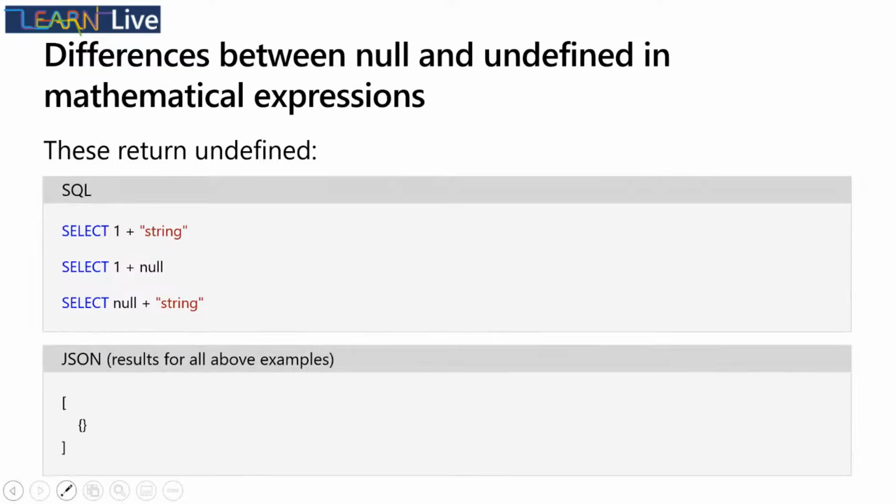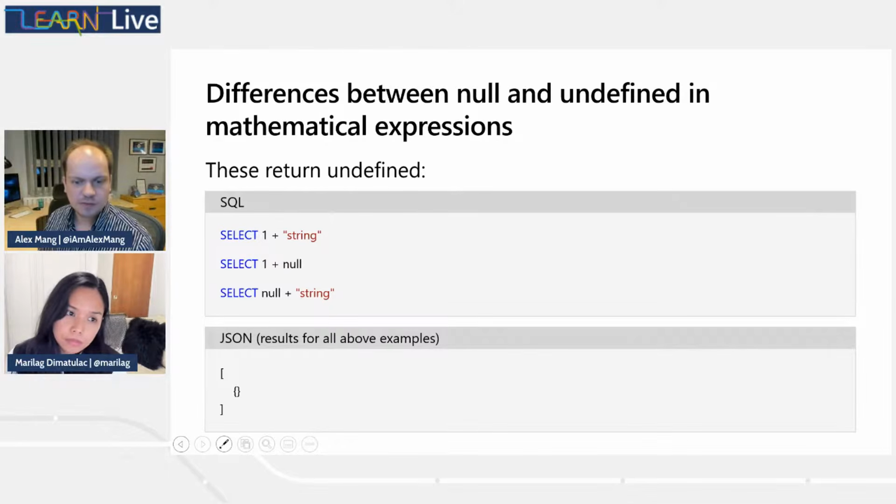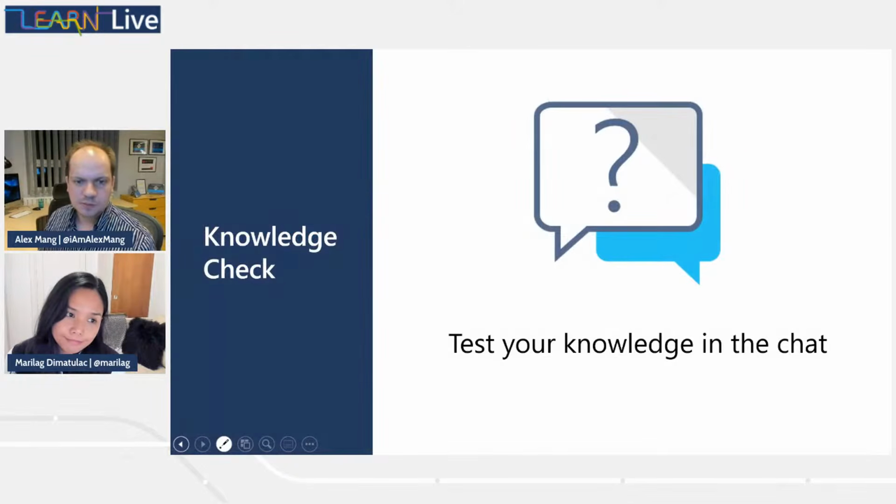Also, when you think about the differences between null and undefined in mathematical expressions, for instance, there is always going to be an undefined return on any inputs that are non-number values. For instance, if you try to run a select one sum with string, that's going to return undefined. Or similarly, if you're trying to sum up one and null, or you're trying to sum up null and the string, it's always going to return undefined. And I'm mentioning this because in other languages, whether scripting languages or programming languages, the results might differ, right? So this is something that you have to be mindful about, especially on Cosmos DB.